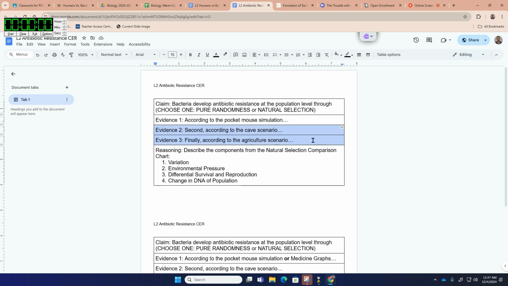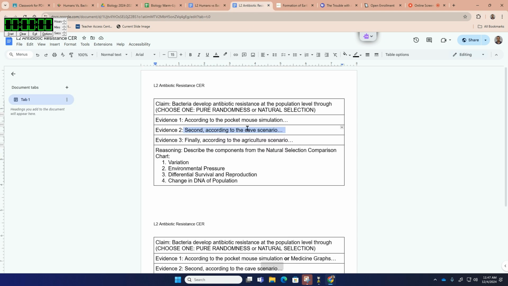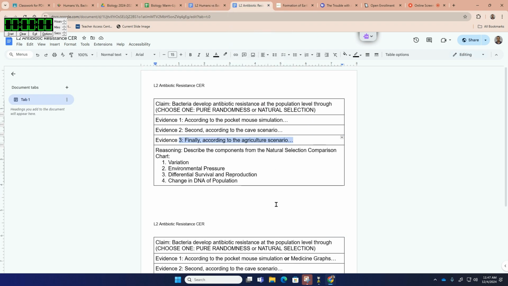And then you would say second, according to the cave scenario, right? So you want to go back and summarize what happened in the caves in terms of natural selection. And then finally, according to the agriculture scenario, and then summarize that story. And then your final reasoning is basically to just talk about how natural selection, which hopefully is what you chose, is at the basis of all of these stories. And that natural selection always tells the same story.